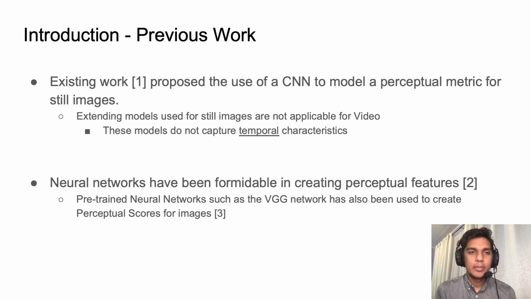Now we move on to previous work. We know that there's existing work that proposes the use of a convolutional neural network to model a perceptual metric for still images. However, extending these models for use in video may be problematic because these models do not capture temporal characteristics. We have also noted that neural networks have been formidable in creating perceptual features, and pre-trained neural networks such as the VGG network have also been used to create perceptual scores for images.